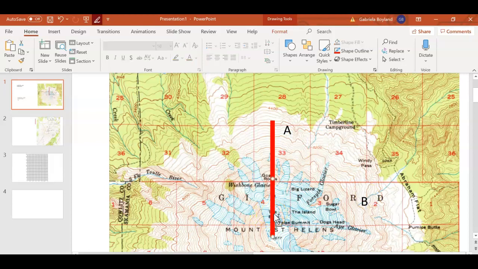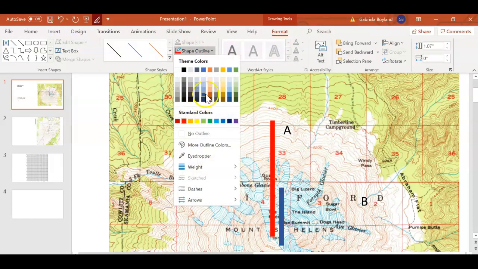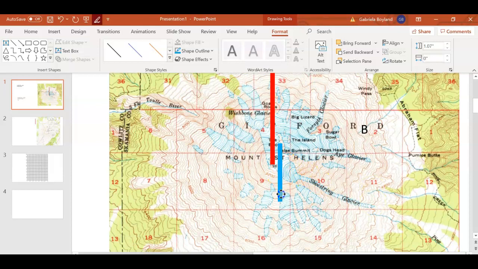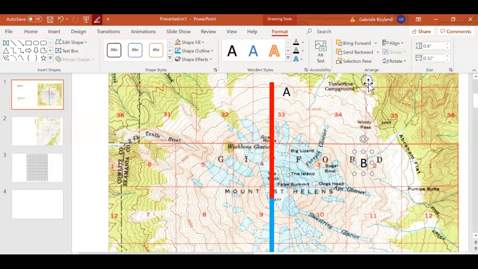So I got my 2 miles measured to the north. I'm going to change this real fast and make it blue. And I want to measure again from the peak due south another 2 miles. Okay, and then I place that point as B.